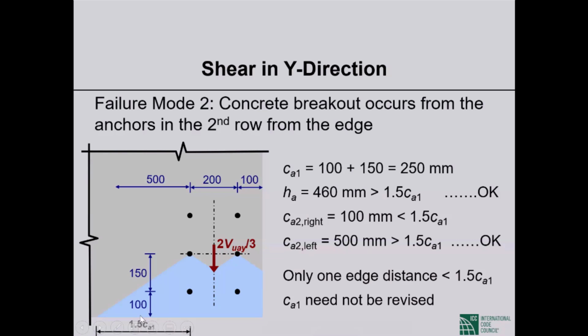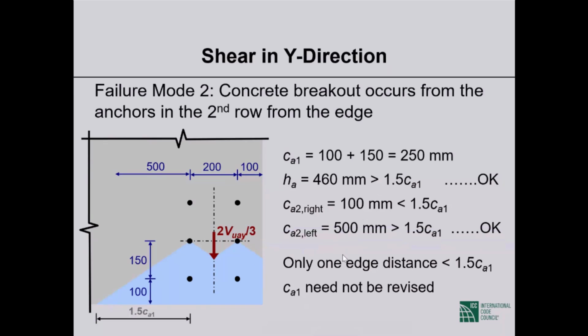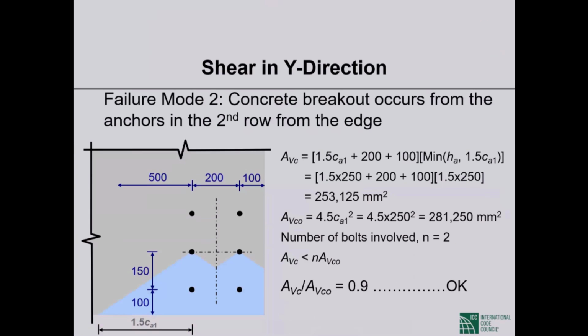Now we consider the possibility that the middle two break out under 2/3 of V sub U. So now the C sub A1 distance increases to 250 millimeters. Okay, so that's what changes. The C sub A1 changes from 100 to 250. All the calculations that I showed you are repeated for the second case.